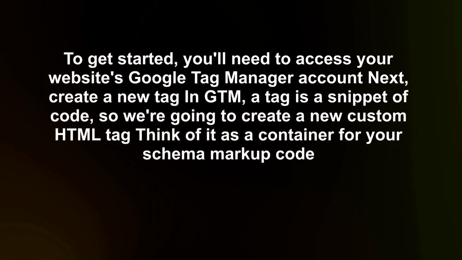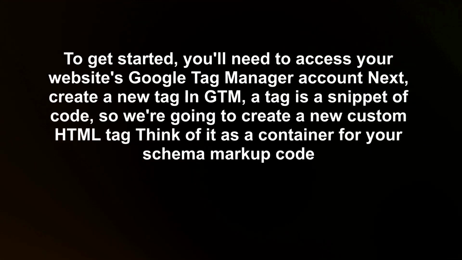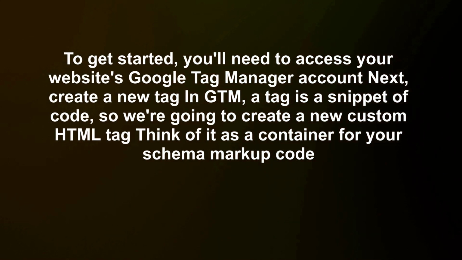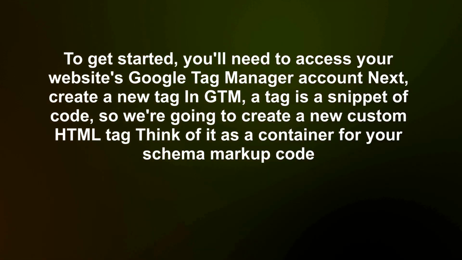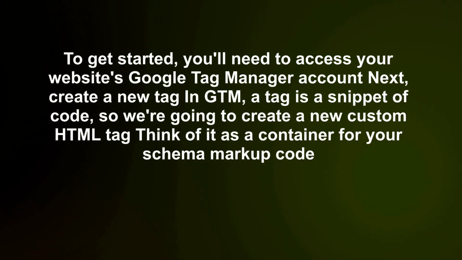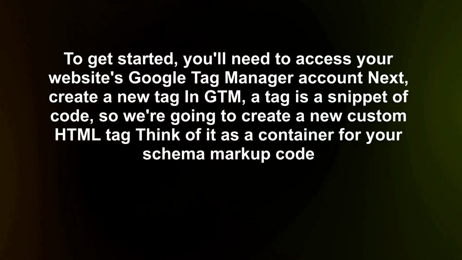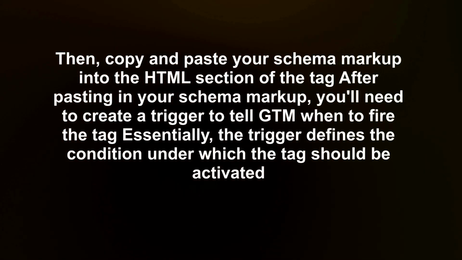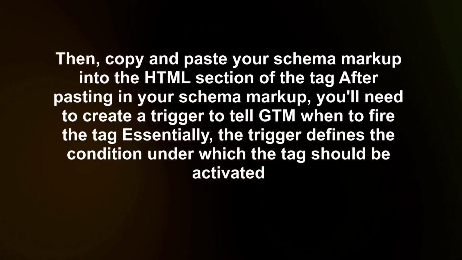To get started, you'll need to access your website's Google Tag Manager account. Next, create a new tag in GTM. A tag is a snippet of code, so we're going to create a new custom HTML tag. Think of it as a container for your schema markup code. Then, copy and paste your schema markup into the HTML section of the tag.